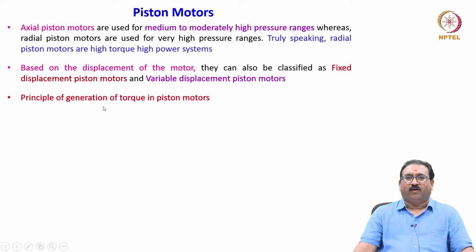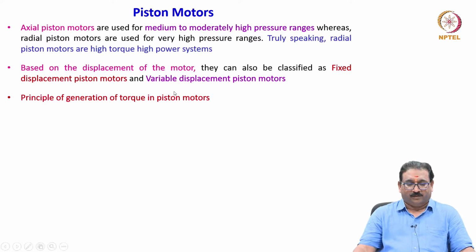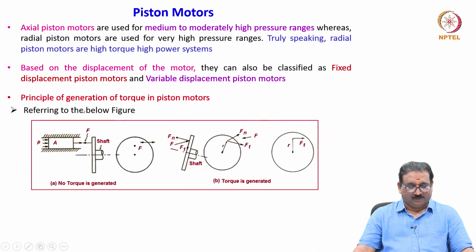Now quickly we will see the principle of generation of torque in piston motors. As I have already told you, the high pressure oil acting on the circular area of the piston generates a force. This force acts on the plate, the swash plate, which will generate the torque to rotate the motor. Now let us see the principle of generation of torque in the piston motors.